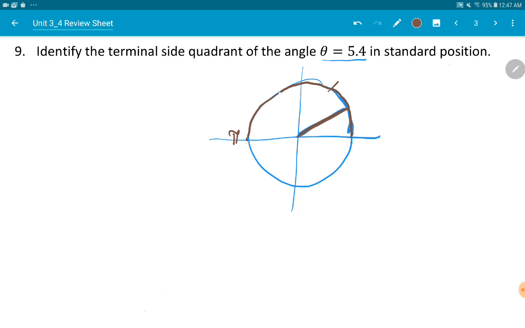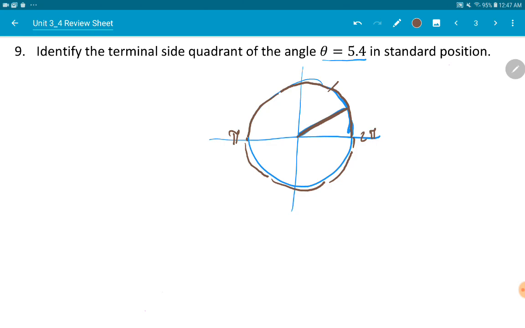4 radians, 5 radians, and 6 radians, or 6 radians is right about there, and then 6.28 or 2 pi radians there.